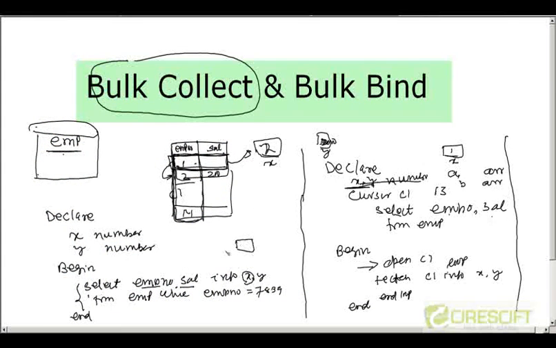Here X is just a simple variable. What I did in bulk collect, I am selecting all these things and putting them into an array. So instead of X and Y, I define an array and I put those things in it. Since this is going to return multiple rows, the size of the array is automatically determined at runtime, based on how many rows are coming from the database. So this is how we use bulk collect and bulk bind.